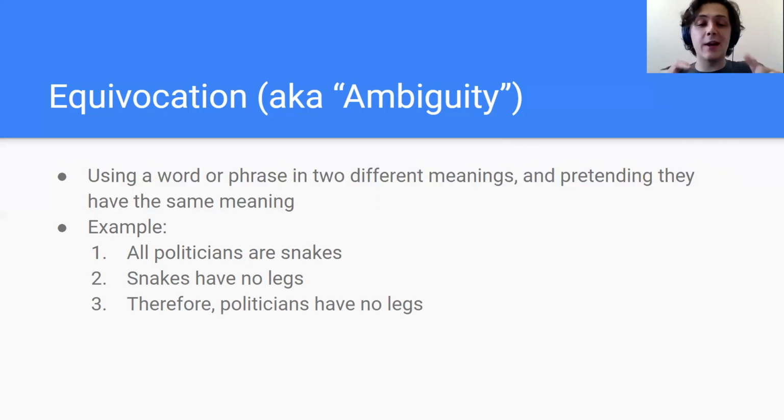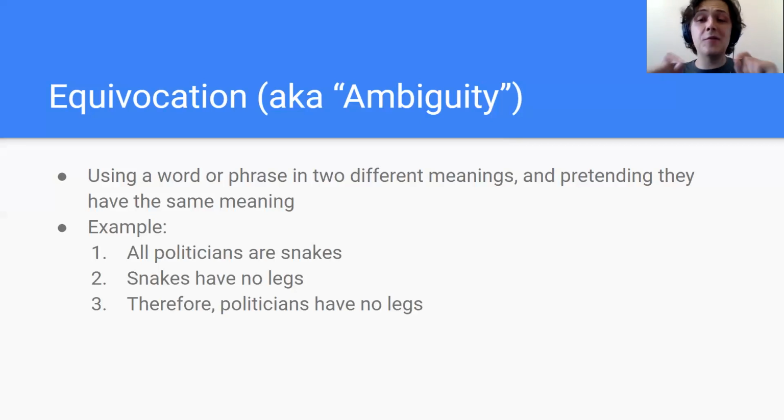Now, if we look at this argument and we pretend that the word snake has the same meaning in premise 1 and in premise 2, then this is a valid argument. All politicians are snakes. Snakes don't have legs. Therefore, politicians don't have legs. It's similar to the Richard Nixon thing. Richard Nixon is a polar bear. All polar bears are blue. Therefore, Richard Nixon is blue. It's a very similar structure, but this is a valid argument if we pretend that snake has the same meaning in premise 1 and premise 2.